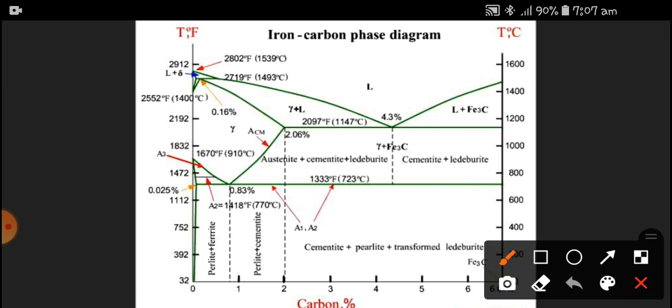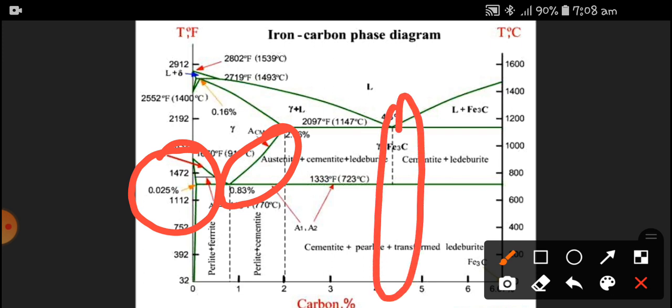So at this point, at this juncture, iron plus 0.025 percentage of carbon is in the purest ferrite state, and iron plus 1.7 percentage of carbon is called austenitic steel, and iron plus 4.3 percentage of carbon is called ledeburite, and iron at 0.8 percentage of carbon is called pearlite.